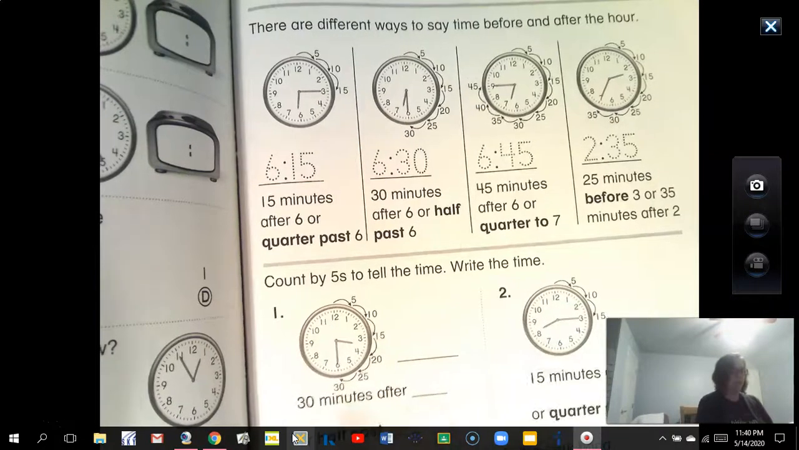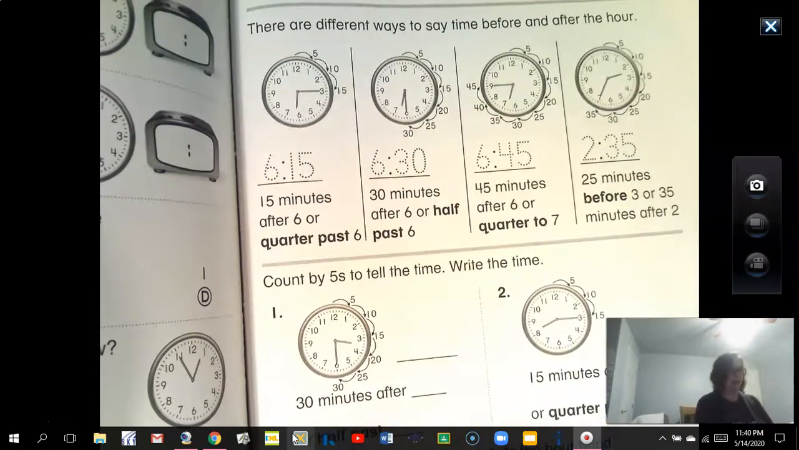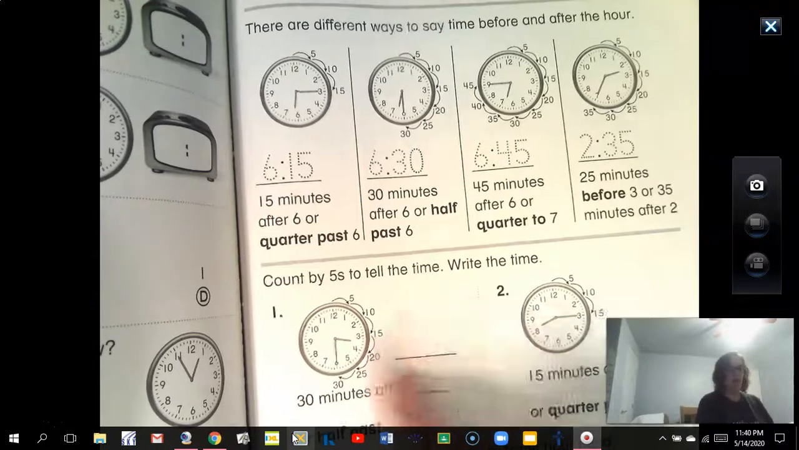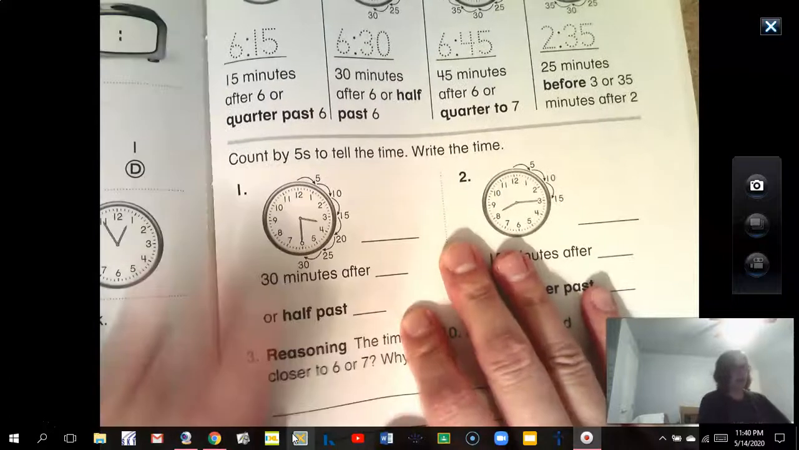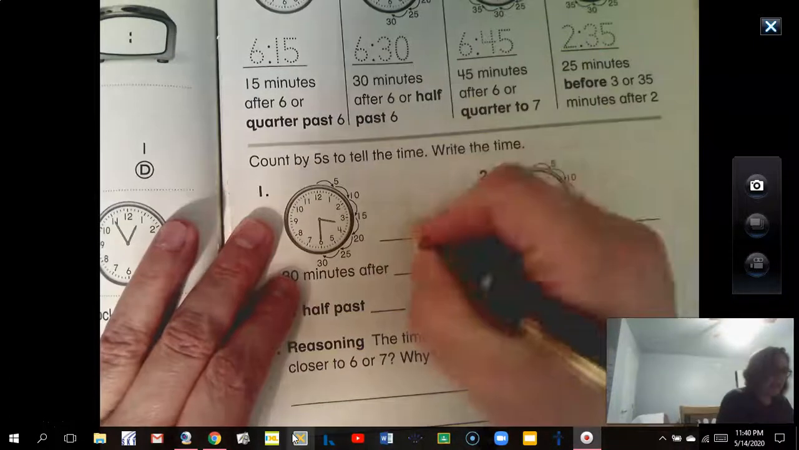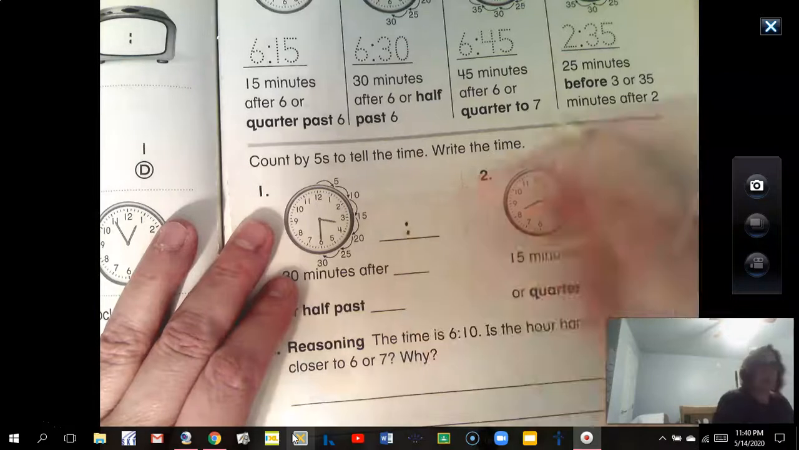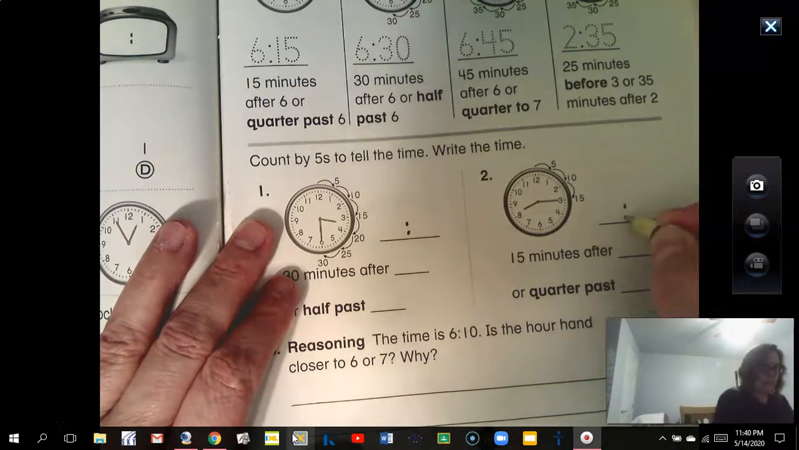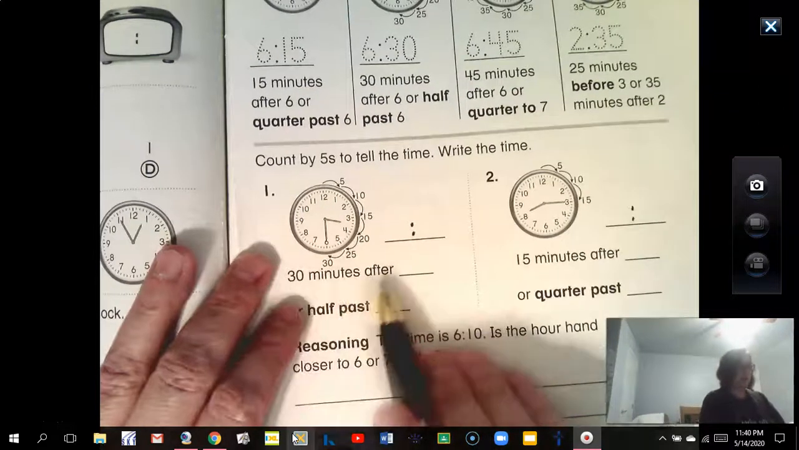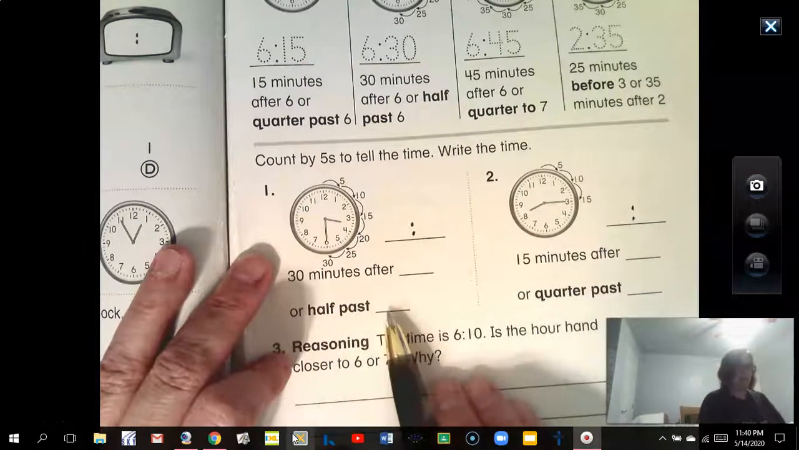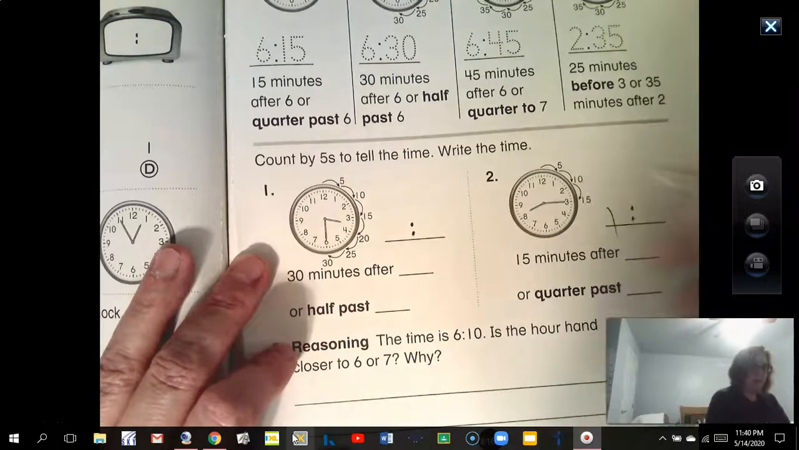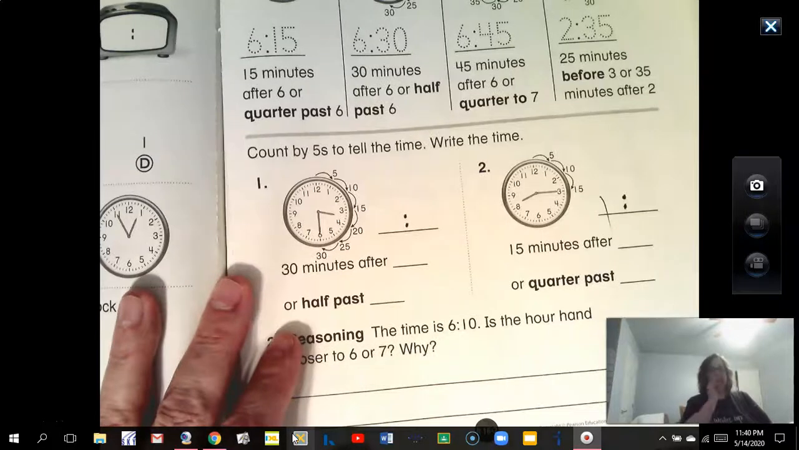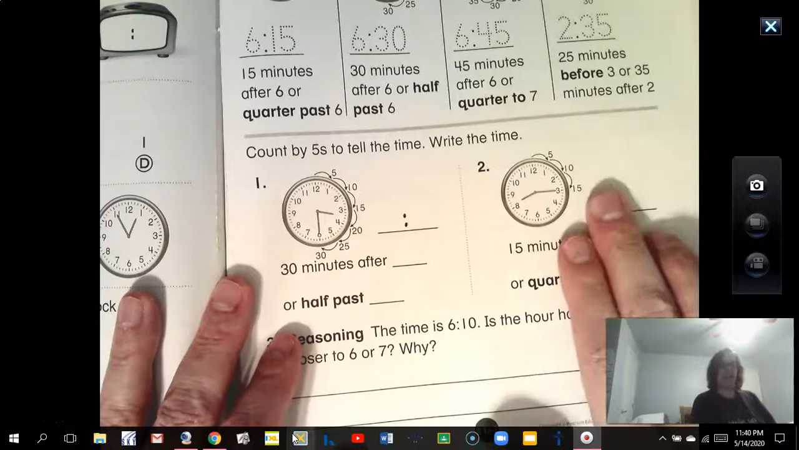Okay, 30 minutes after or half past what? 30 minutes after what or half past what? And right here would be the time. Okay, so you would write out the time with a colon here. All right, colon here, and then you tell 30 minutes after what or half past what. Okay, so you can have the colon there for that. Sorry, I messed that up.